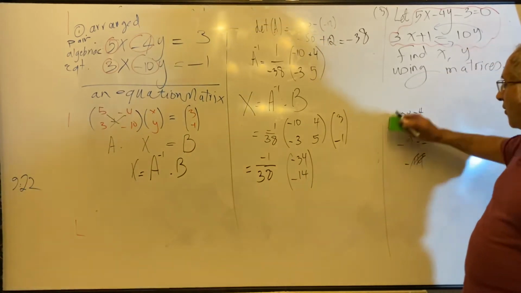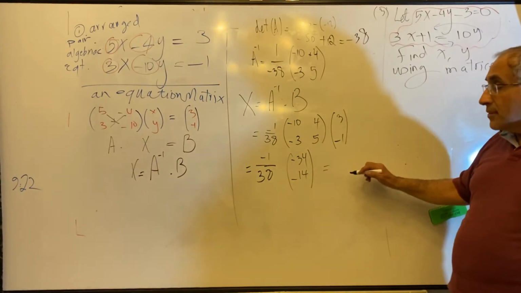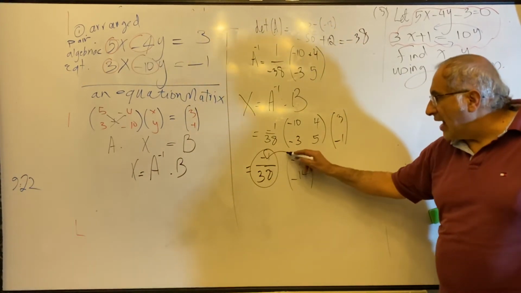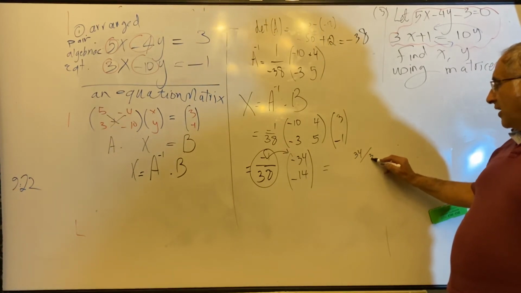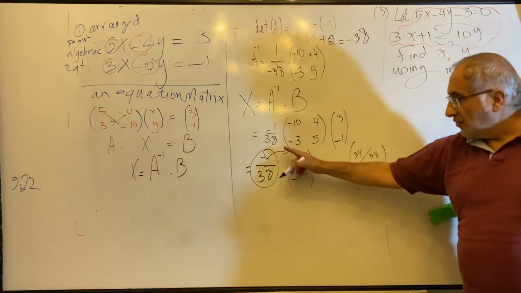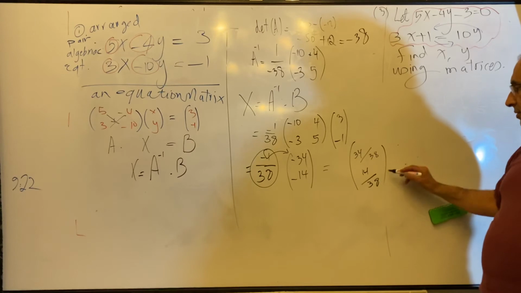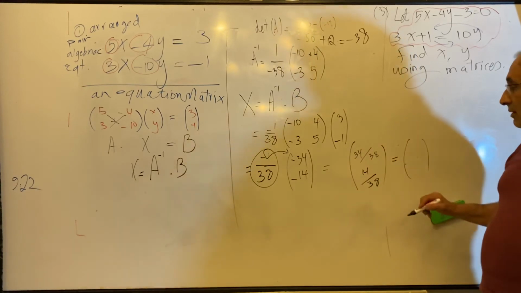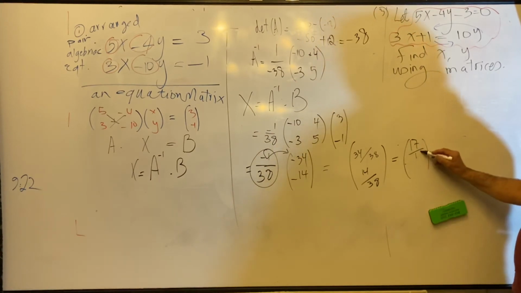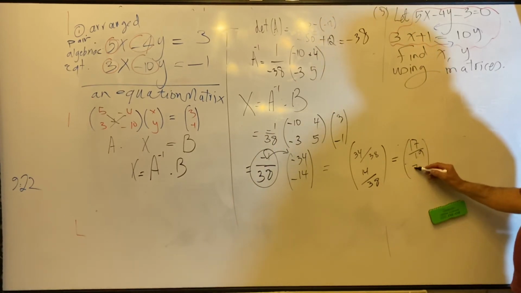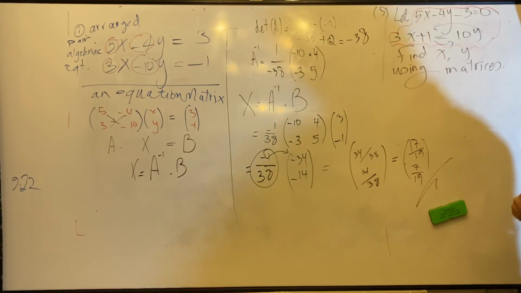Can I simplify this further? You can write it as a final answer. When you multiply this by that, you have negative 34 over 38, and this time, 14 over 38. May I simplify it further? Yes: 17 over 19, and that one, 7 over 19. I hope I didn't make any mistake.